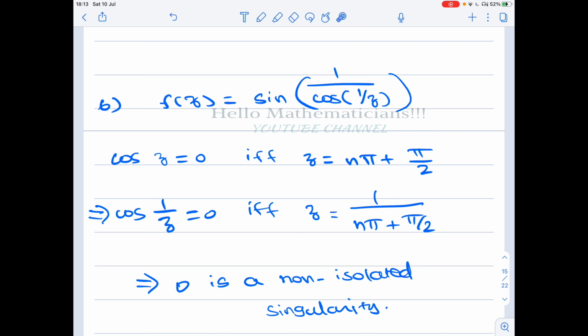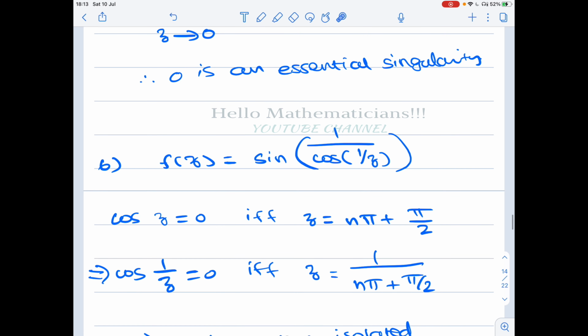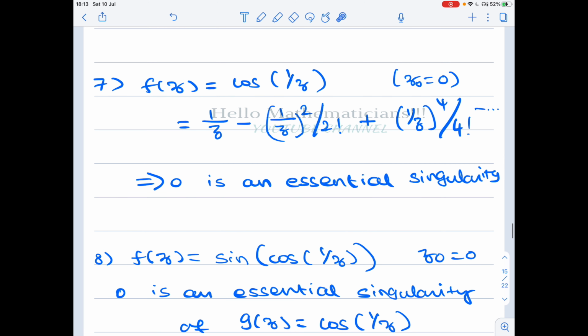You can prove that these are all non-isolated singularities, and actually they are all essential singularities. Even for this function also it will be an essential singularity. We will see why in the next problem.